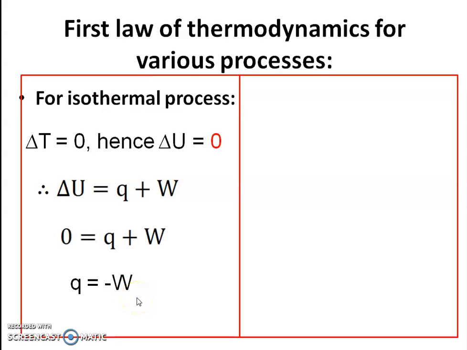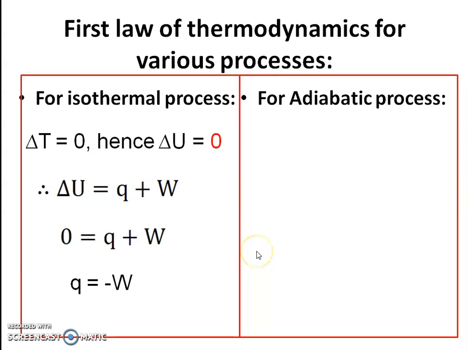Now this implies that for an isothermal process, heat supplied to the system is utilized to do work. Whatever heat is supplied to the system is utilized by the system to do work. Minus W is work done by the system on the surroundings.